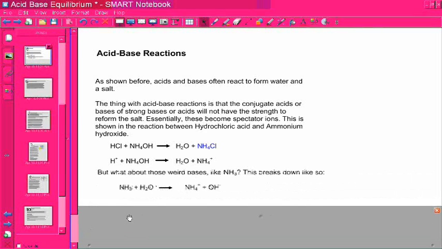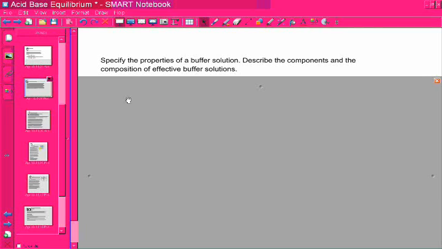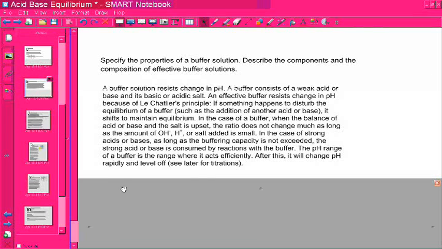But what about those weird bases like NH3? This breaks down like so. This is a general question. The answer is the explanation of buffers. A buffer solution resists change in pH. A buffer consists of a weak acid or base and its basic or acidic salt.